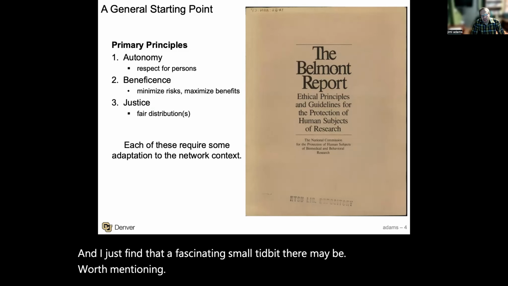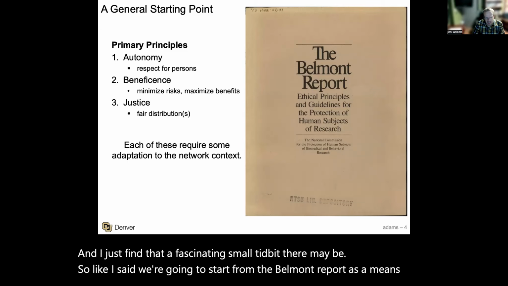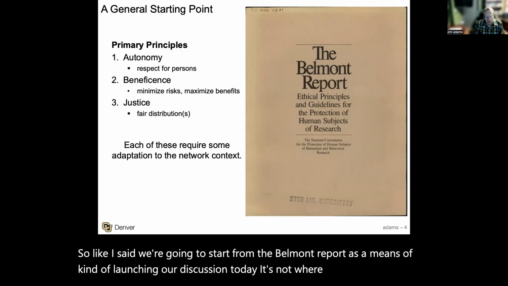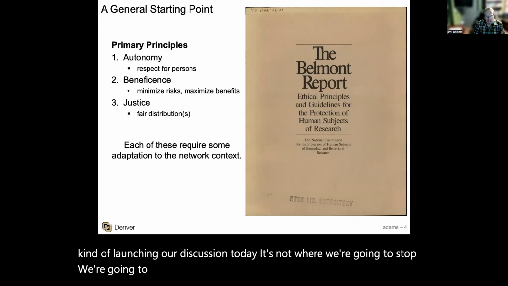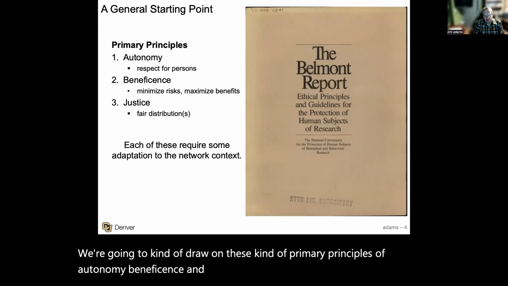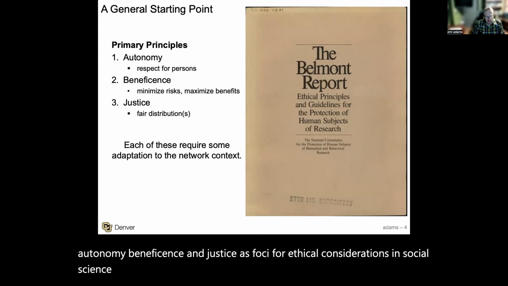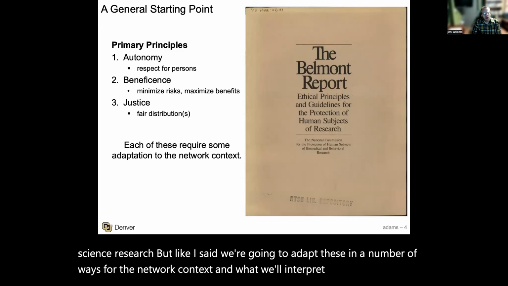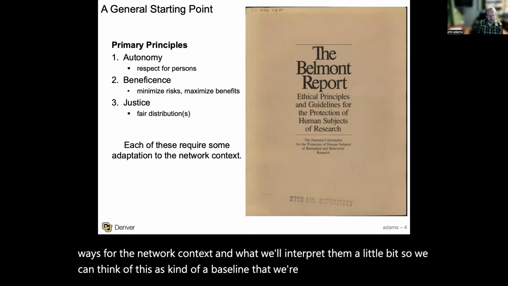So like I said, we're going to start from the Belmont report as a means of launching our discussion today. It's not where we're going to stop. We're going to draw on these primary principles of autonomy, beneficence, and justice as foci for ethical considerations in social science research. But like I said, we're going to adapt these in a number of ways for the network context, and we'll interpret them a little bit. So we can think of this as a baseline that we're starting from.